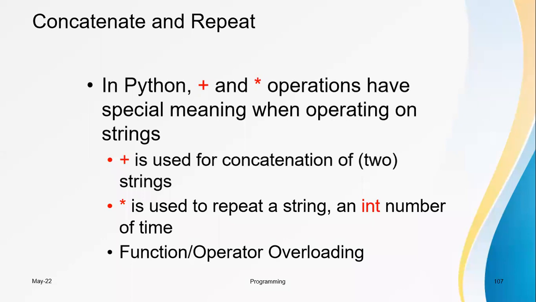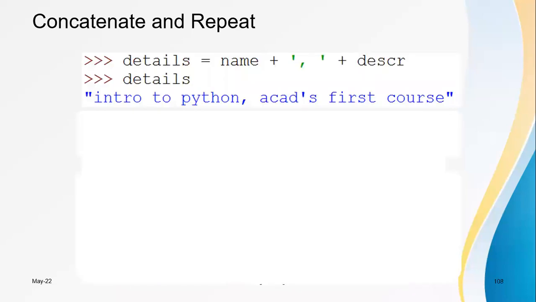Now, when I'm using an asterisk, it repeats a string an integer number of times, maybe 2 times, 5 times, 10 times. I'll show you one example. Intro to Python ACADS first course.